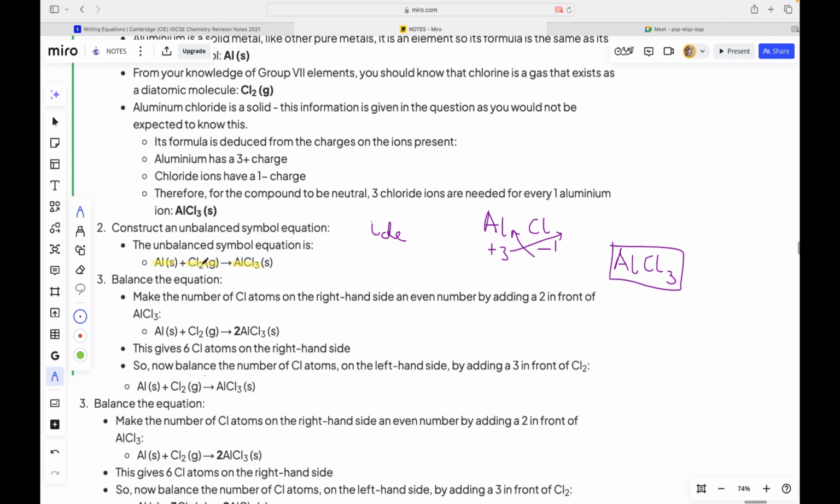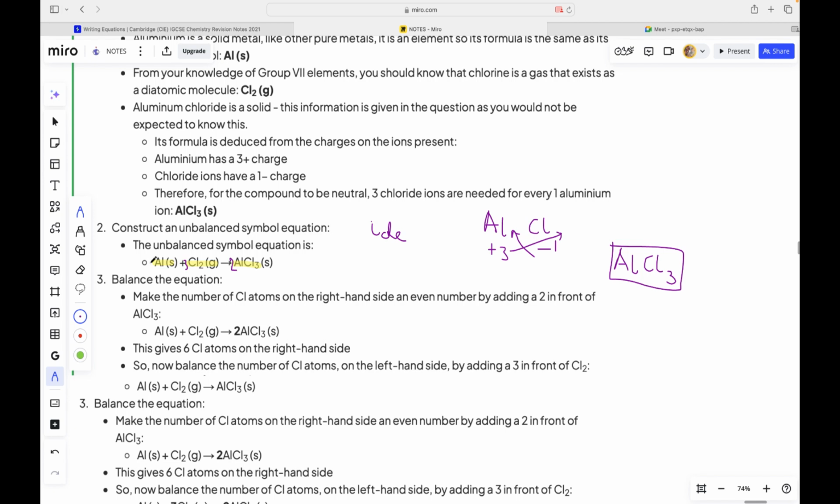There's 2 atoms of chlorine. So what I can do, since here is 3, what if I put 2 here? If we put 2 here, chlorine will now be 6. So I can put 3 here to make chlorine here 6. 3 times 2 will be 6. Chlorine is 2 times 3, 6, and aluminium is 2.